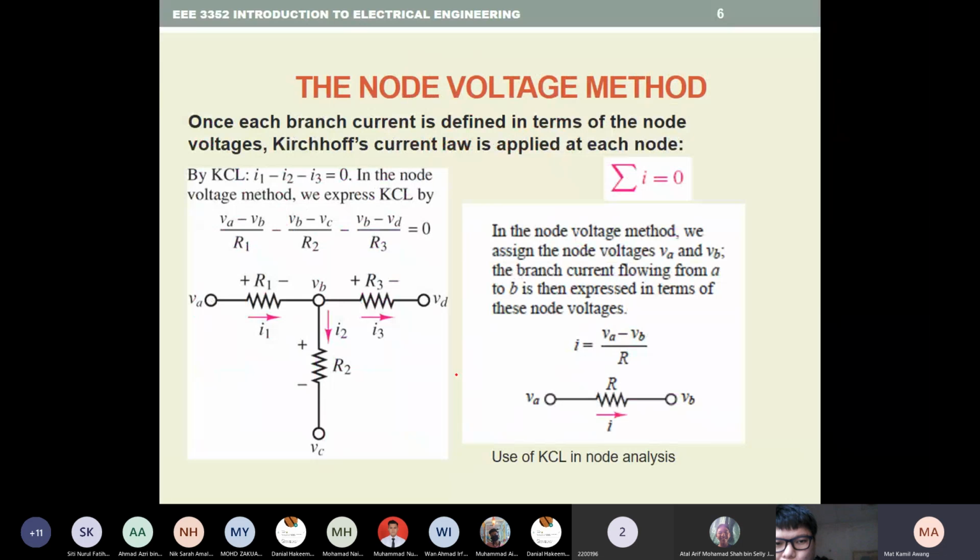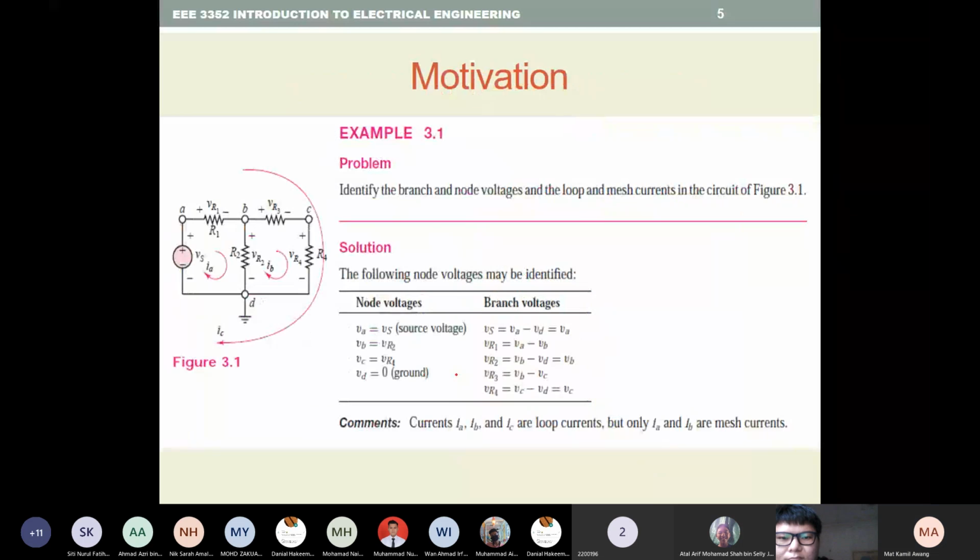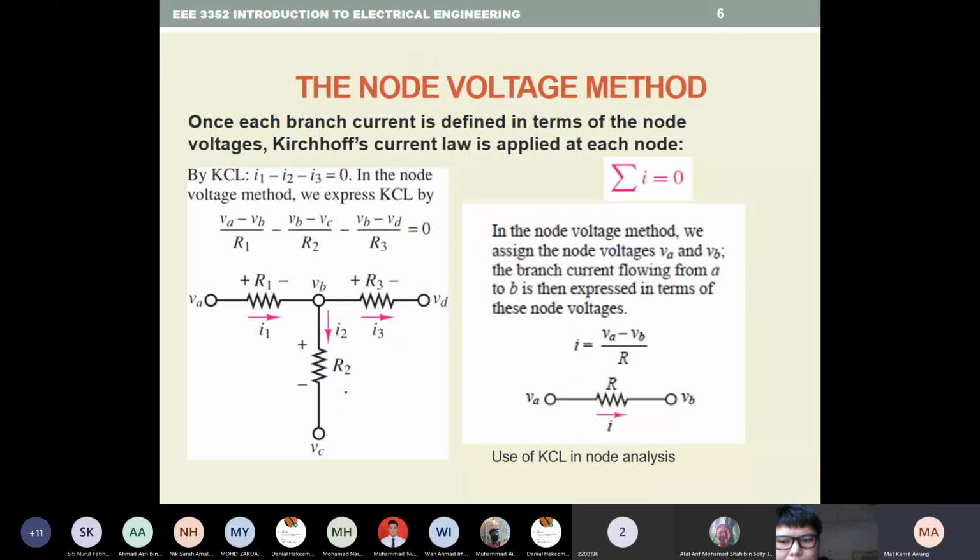Okay, now we go into the node voltage method, or nodal analysis, or node analysis. In the node voltage method, once each branch current is defined in terms of the node voltages, Kirchhoff current law is applied at each node. Like for the example just now, first you identify the nodes A, B, C, and D. So let's say we take one node, VB.